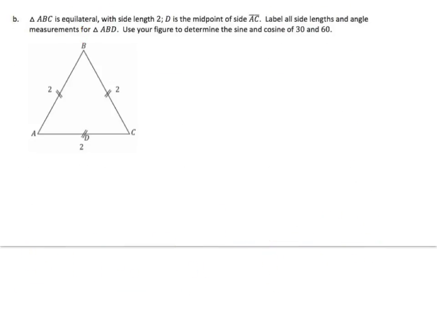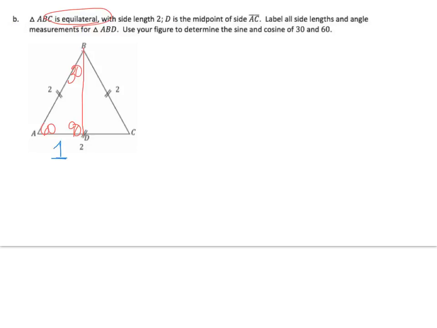Triangle ABC is equilateral, which means all of the sides of the triangle are equal in measure. Okay, they all have a side length of 2. D is the midpoint of side AC. Label all side lengths and angle measures for triangle ABD. So ABD, I'm going to draw this straight down. Equilateral triangles are also equiangular. They're all 60 degrees in measure. So here we have 60 degrees. Here we have 90 degrees, which means up here we have 30 degrees. Down here I have a side length of 1.